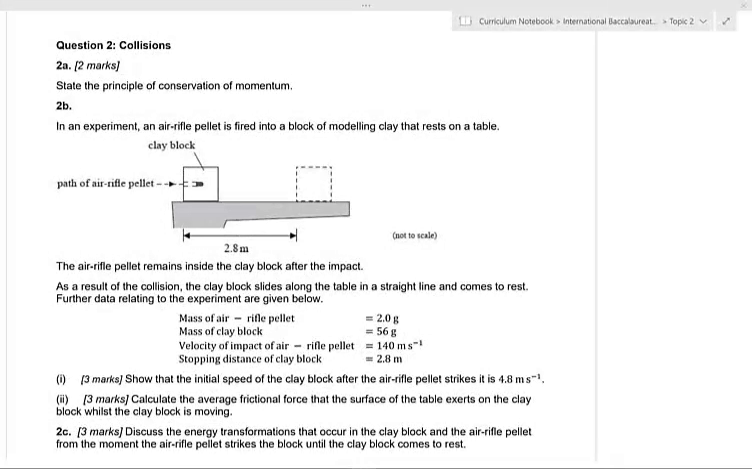Alright, in this video I'm going to go over the answers to the second question. So we start with this one, state the principle of conservation of momentum.